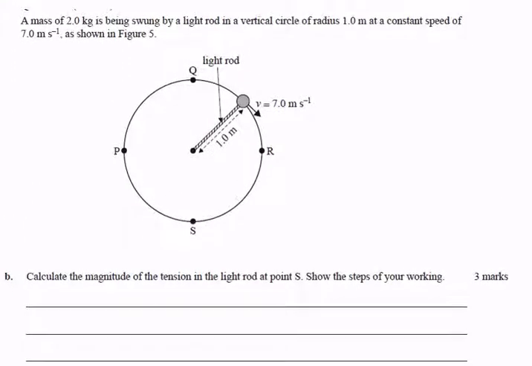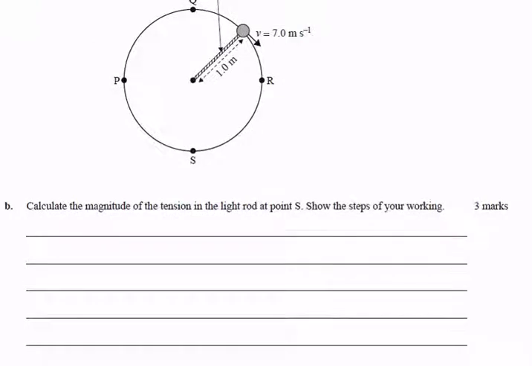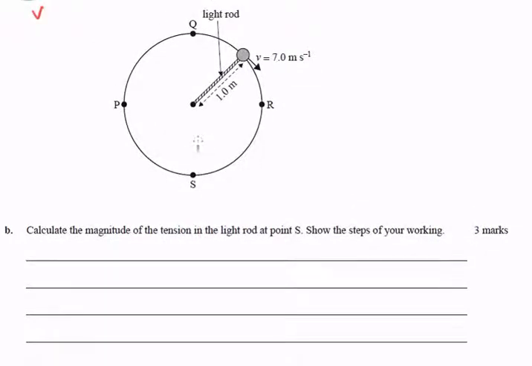Alright, here's that same question, picture again just to help me answer the next question. So we had mass, we had radius, we had speed. Calculate the magnitude of the tension in the light rod at point S, down here. Show the steps in working.